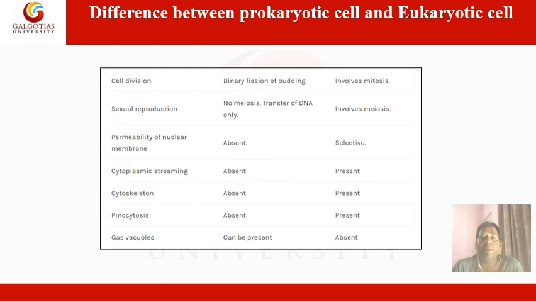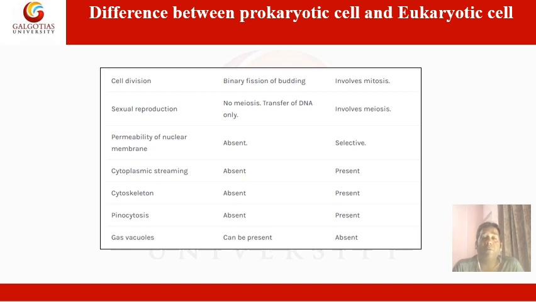Now prokaryotic cells mainly divide by using binary fission or budding, whereas eukaryotic cells mainly reproduce by mitosis. Sexual reproduction is mostly absent in prokaryotic cells or is in a reduced form like transformation, transfection or recombination, whereas sexual reproduction in eukaryotic cells mainly involves meiosis.